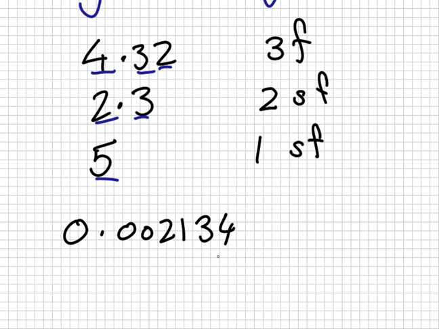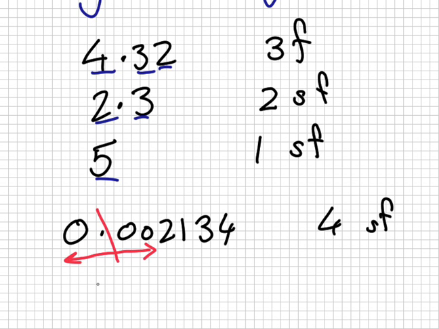0.00213. How many significant figures do we think? 7 maybe? 4 maybe? 4 or 5. Yeah, see, it's a little bit tricky. It's actually 4. And the reason is, you don't count the zeros at the start. You don't count them. Okay?